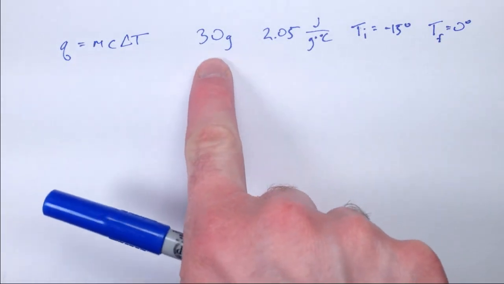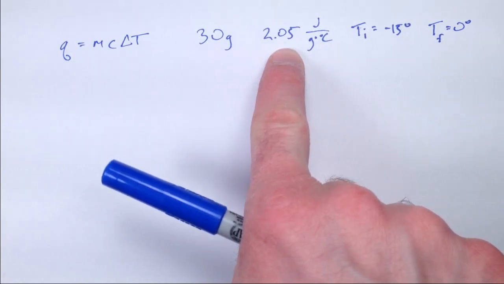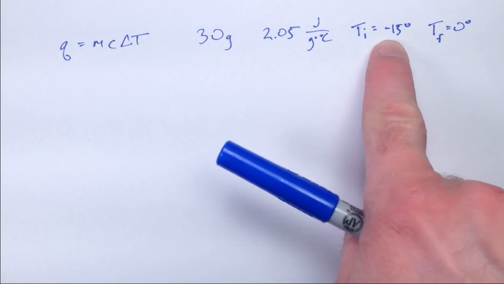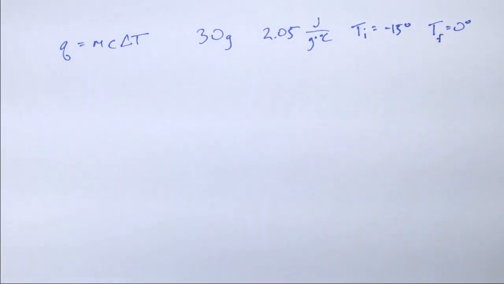So we've got 30 grams of ice. This is the specific heat of ice. The ice starts out at negative 15 degrees. The ice ends up at 0 degrees. Go ahead and do that calculation. Pause the video here. Try and work that calculation out for yourself. And when you're ready to move on, then just resume.